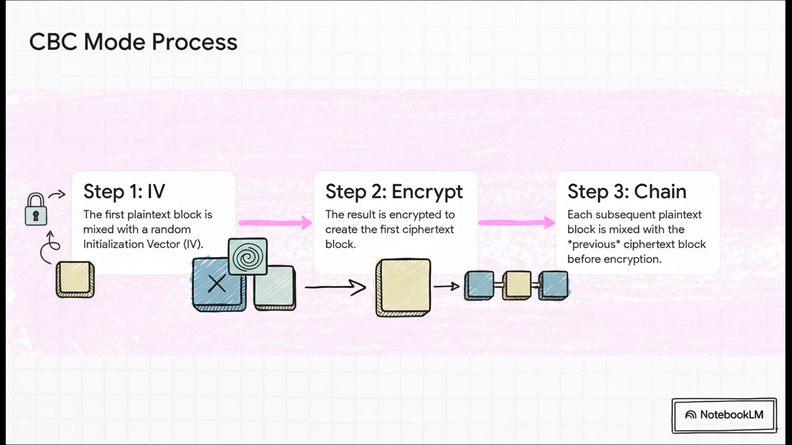And to get the whole thing started, the process is kicked off with a random starting block. We call it an initialization vector, or an IV. And that little thing is what guarantees that even if you encrypt the exact same message twice, the final result will look completely different each time.